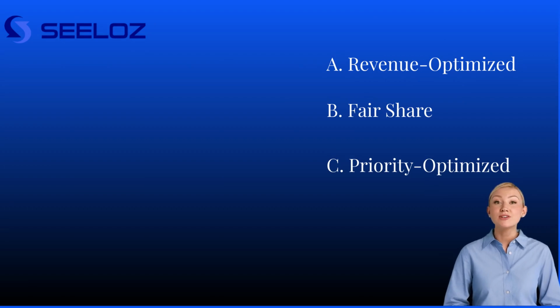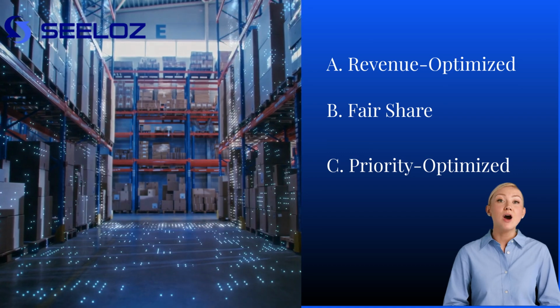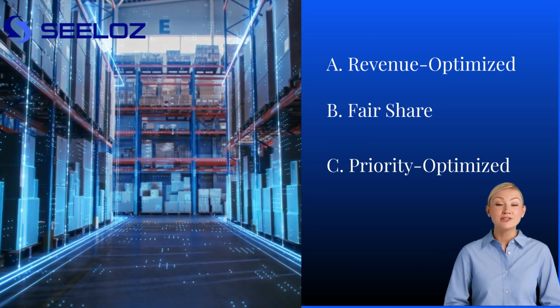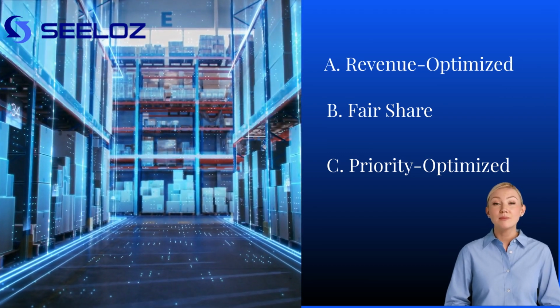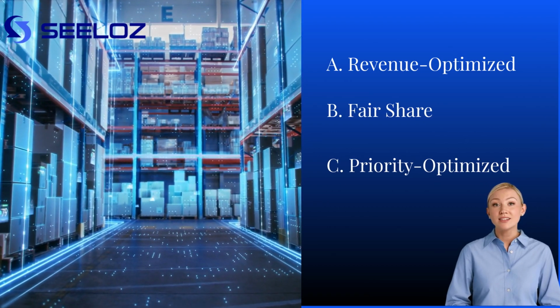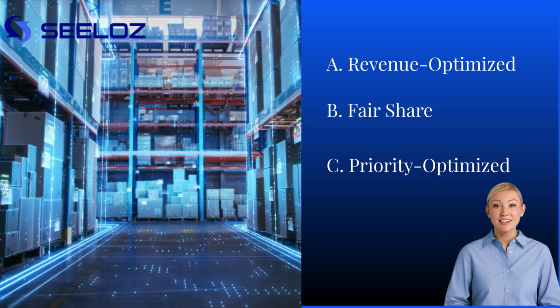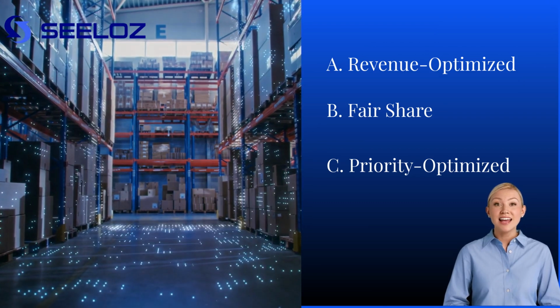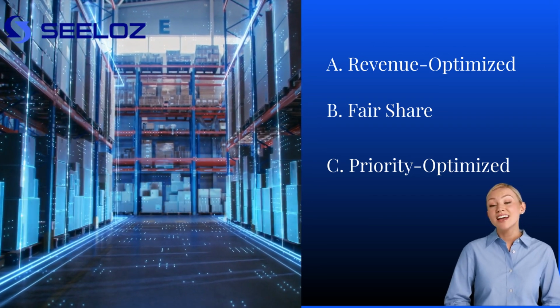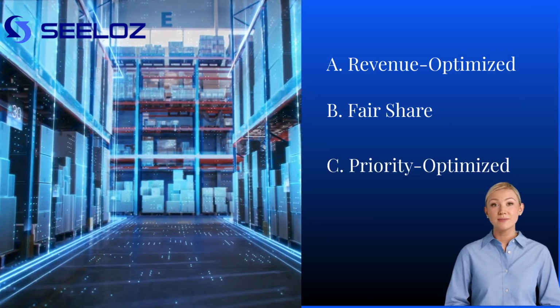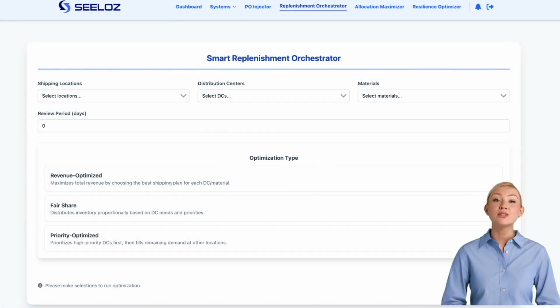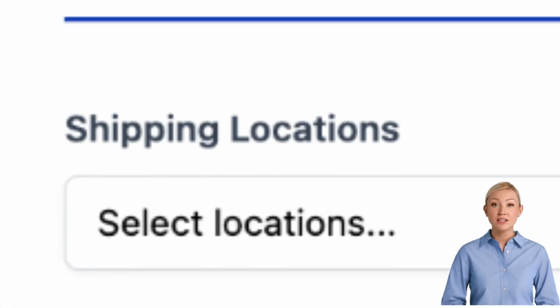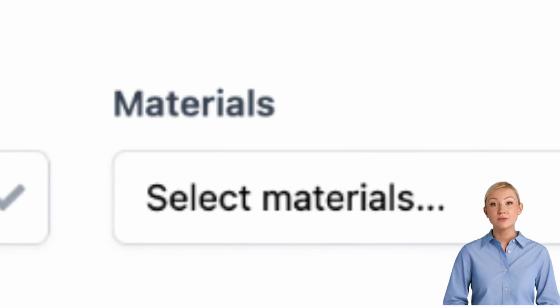We'll dive deep into the orchestrator's robust features and see how it optimizes replenishment under 3 different strategic objectives: revenue optimized, fair share, and priority optimized, all while considering shelf life expiry. We'll explore its intelligent demand forecasting, constraint-based modeling, and user-friendly interface that puts advanced optimization at your fingertips. With our intuitive user interface, you can see the results of autonomous replenishment runs by selecting from hundreds of shipping locations, distribution centers, and millions of materials.